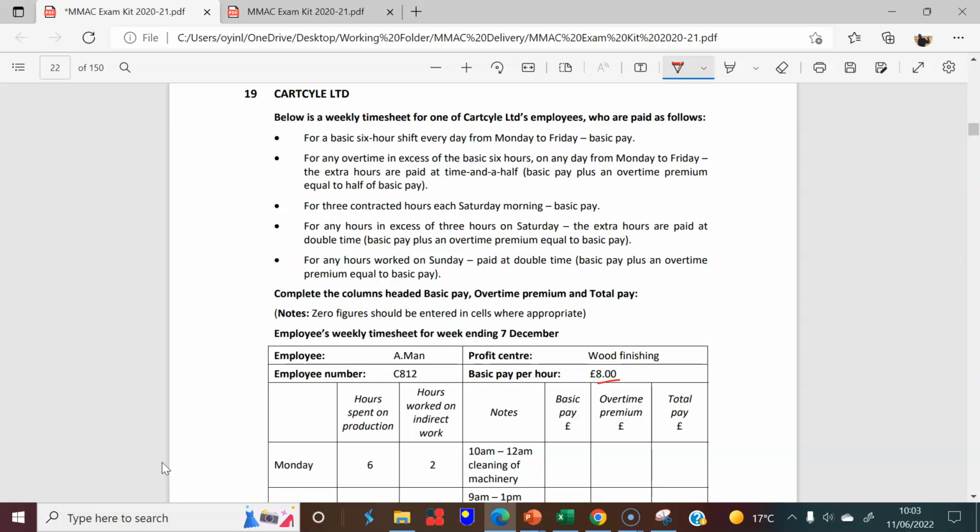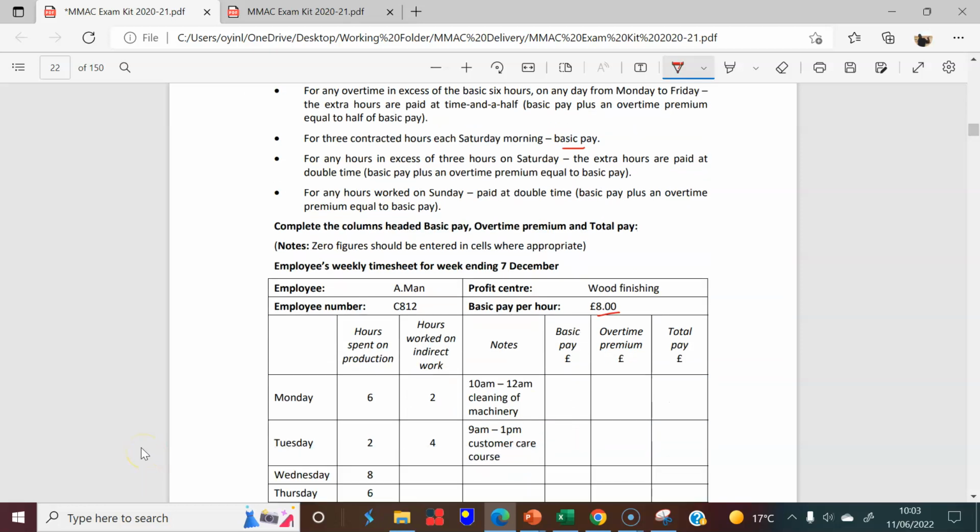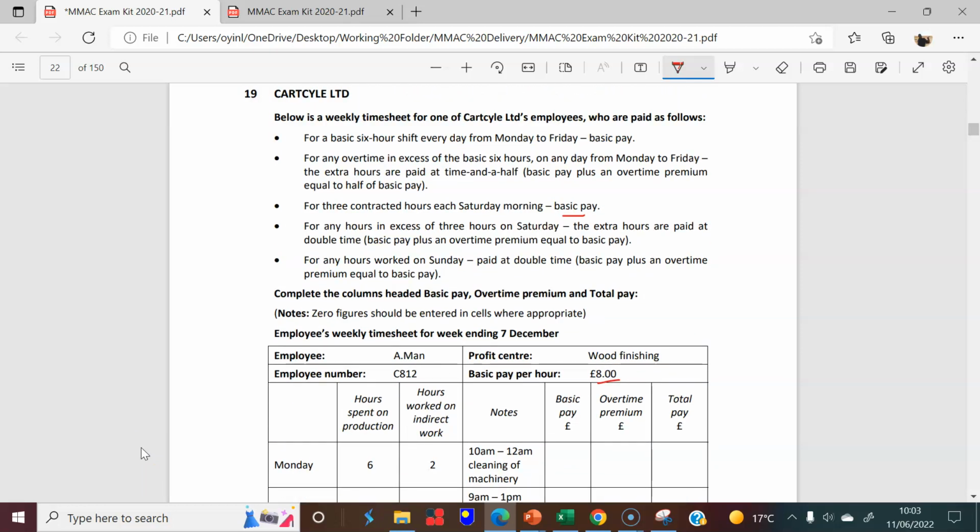A basic shift, a basic pay for 6 hours. Anything over that, you get a time and a half. On Saturday, for 3 contracted hours, you get basic pay, and anything over, you get double pay. And then on Sunday, you just get double pay. So it's just walking very carefully. So let's look carefully. Let's start on Monday.